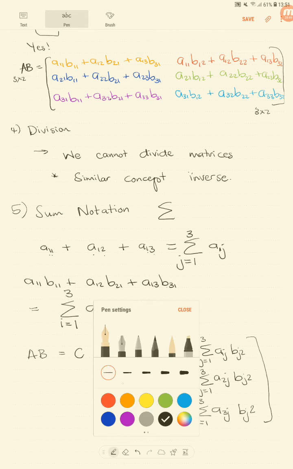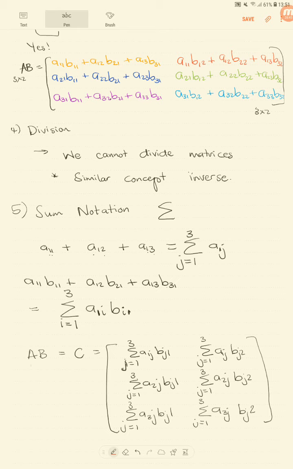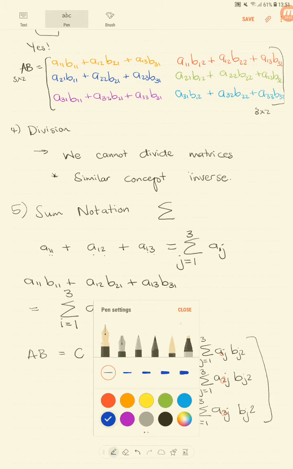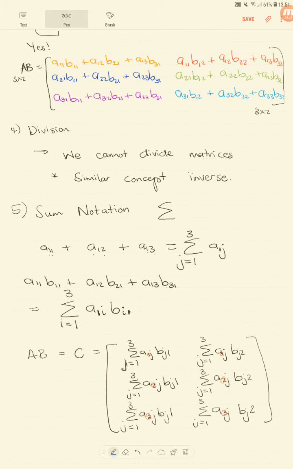Another thing to note, remember A was our lead matrix. So our lead matrix makes the rows. You'll see it's A1, 2, 3, A1, 2, 3. B was our lag matrix. So B changes per column. You'll see it's B1, 1, 1, and then B2, 2, 2.